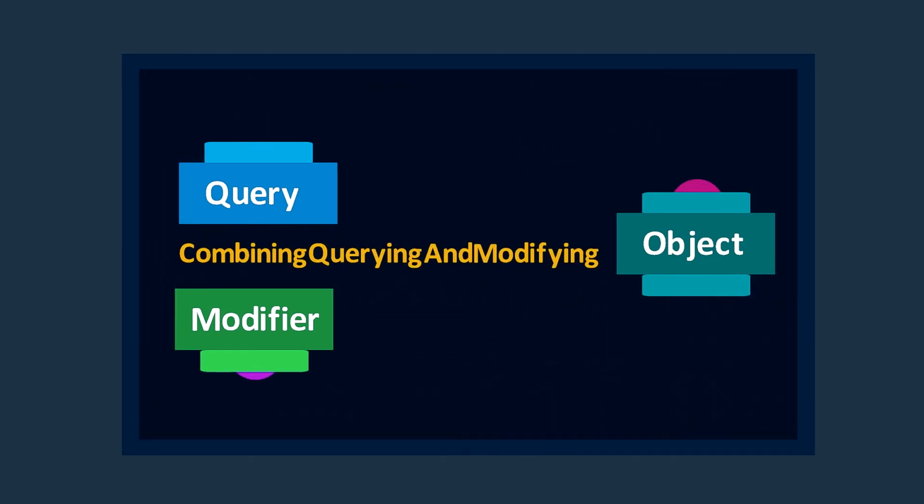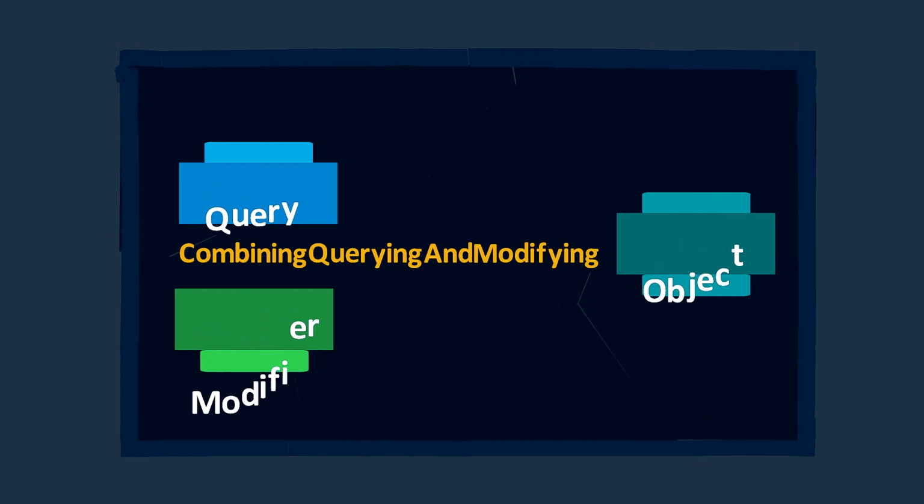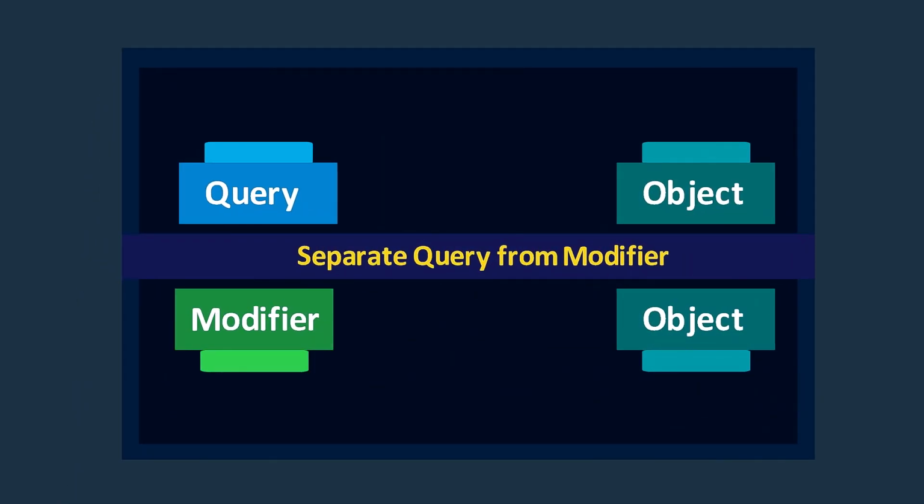This technique advises against combining querying and modifying the object's state in the same code snippet. This means that queries should only retrieve data and not change the object's state. Modifiers, on the other hand, should focus solely on making necessary changes without returning any values. By following this technique, it becomes easier to understand the code and grasp its purpose and behavior.